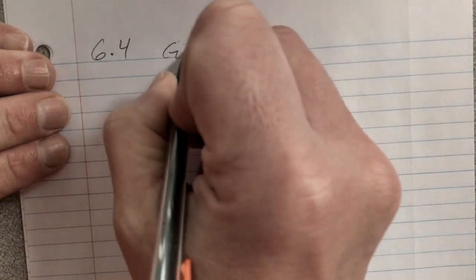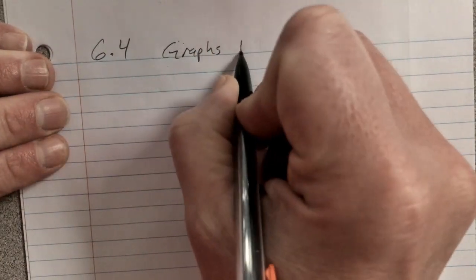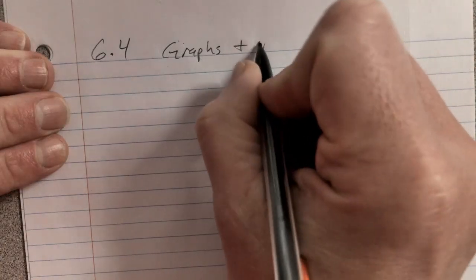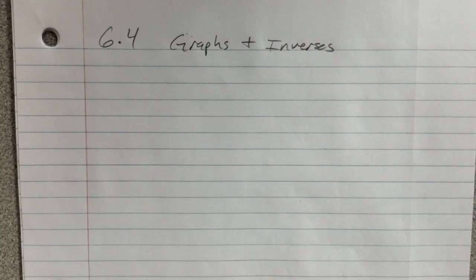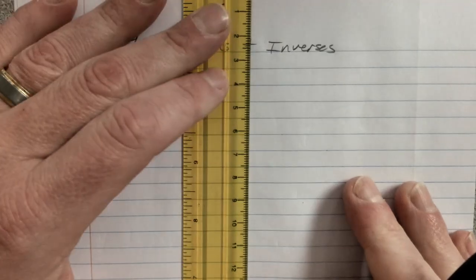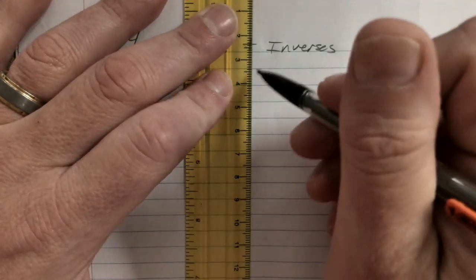All right, so we're looking at the 6-4 notes. We are going to be dealing with the graphs and inverses. We're dealing with graphs and inverses. Good news, though, we're all really familiar with transformations at this point.